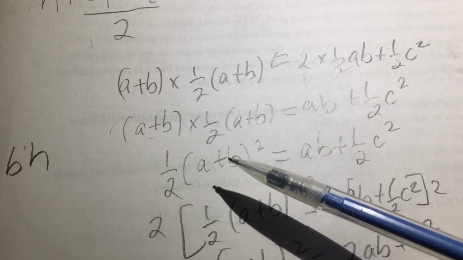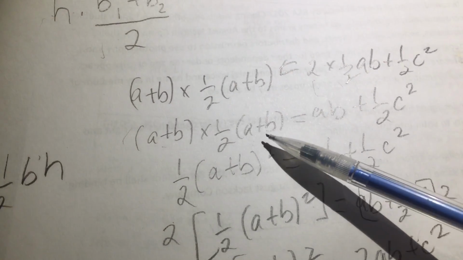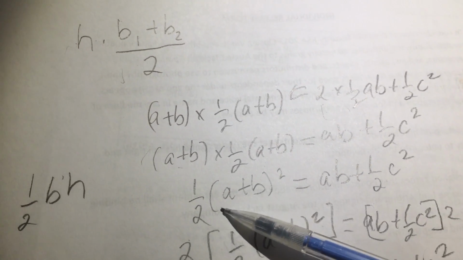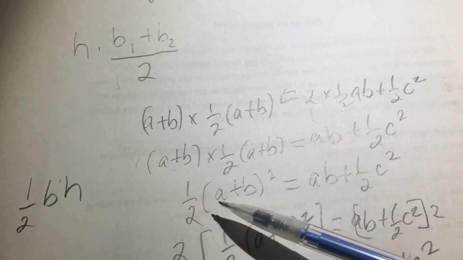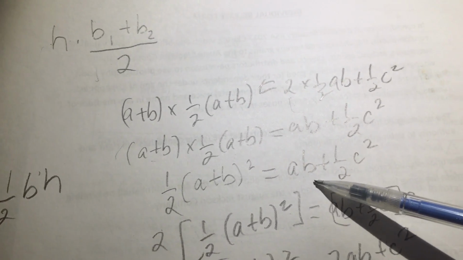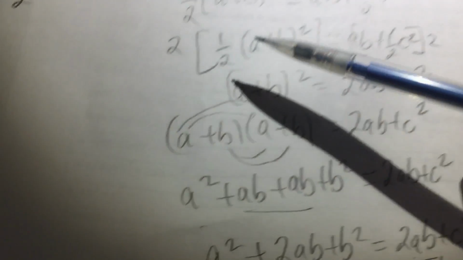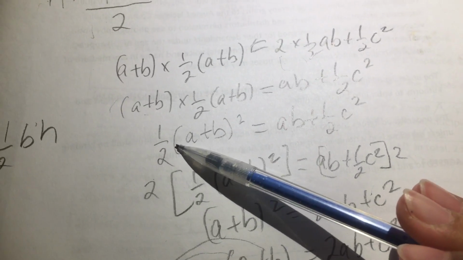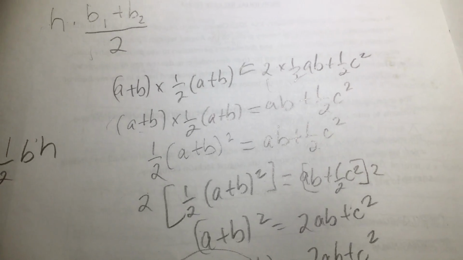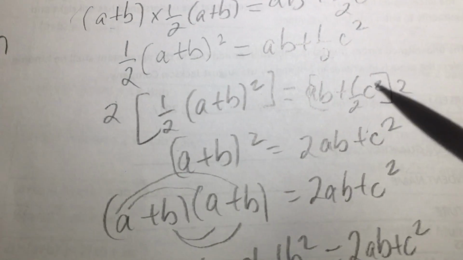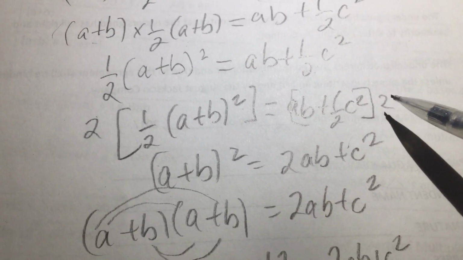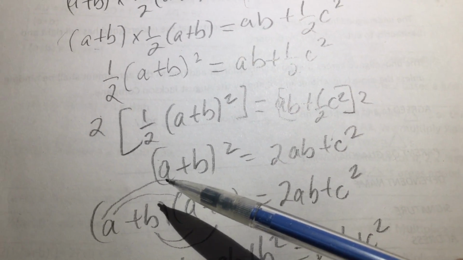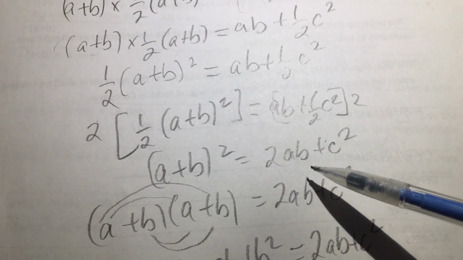Now, we combine A plus B and A plus B. Since these two are the same thing, we can just say that it is squared and then times 1/2. Okay, so 1/2 (A plus B) squared equals AB plus 1/2 C squared. We multiply both sides by 2 because these fractions will make the equation look ugly. And we don't want anything ugly, do we? No. So we're just going to multiply both sides by 2. It will get rid of the fractions as shown. And we will get (A plus B) squared equals 2AB plus C squared.